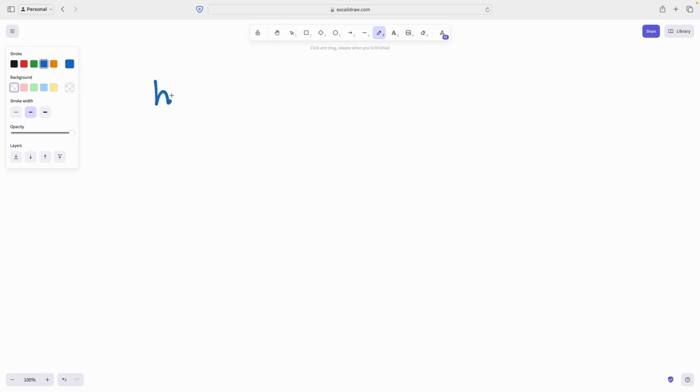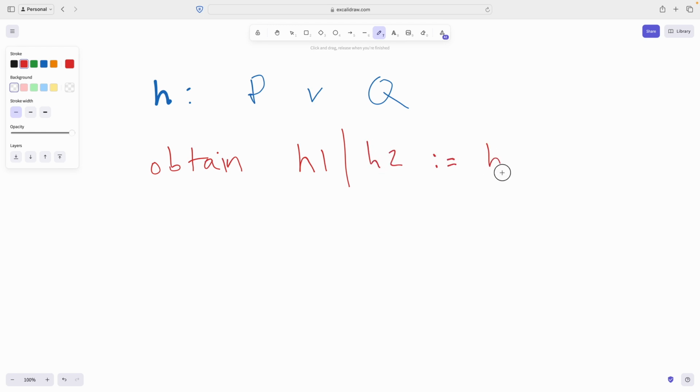So we might have had a hypothesis that said P is true or Q is true. And when we do obtain, and we say H1 vertical symbol H2 referring to H3. Have I got that syntax right? Let me check. Yeah.